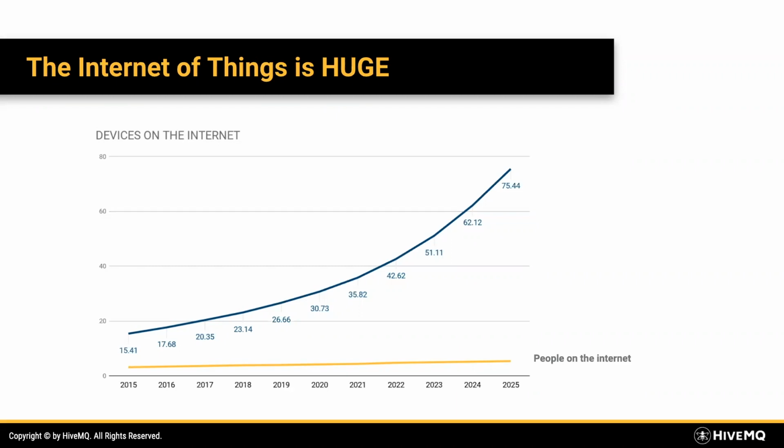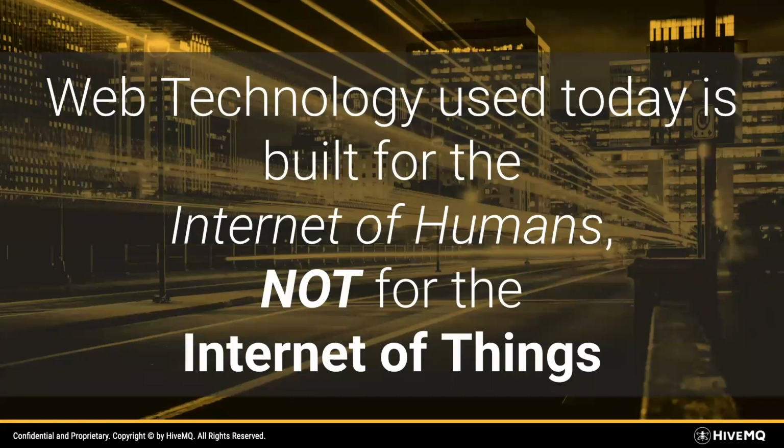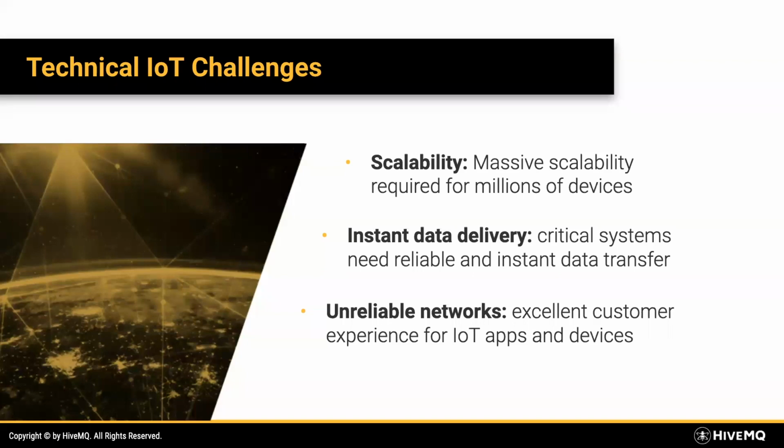But we have a challenge here. Web technologies that are used today are built for the Internet of Humans, so that you and I can connect with each other, but they are not built for the Internet of Things. So why? We have some typical technical IoT challenges here. The first challenge is scalability. The common enterprise IT infrastructure and all those protocols are not made for IoT.